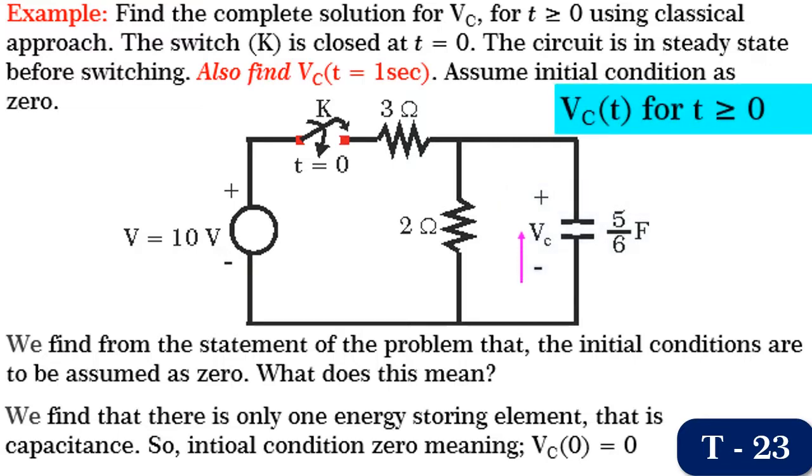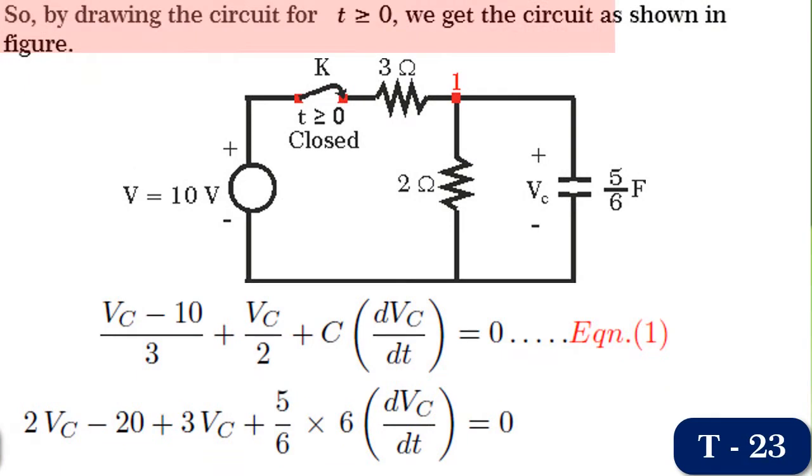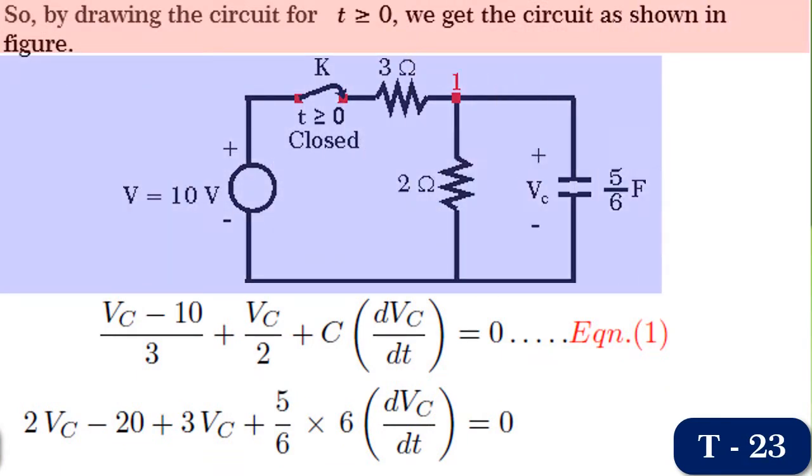We are now required to find Vc(t) for t greater than or equal to 0. So, by writing the circuit for t greater than or equal to 0, we get the circuit shown in the figure.